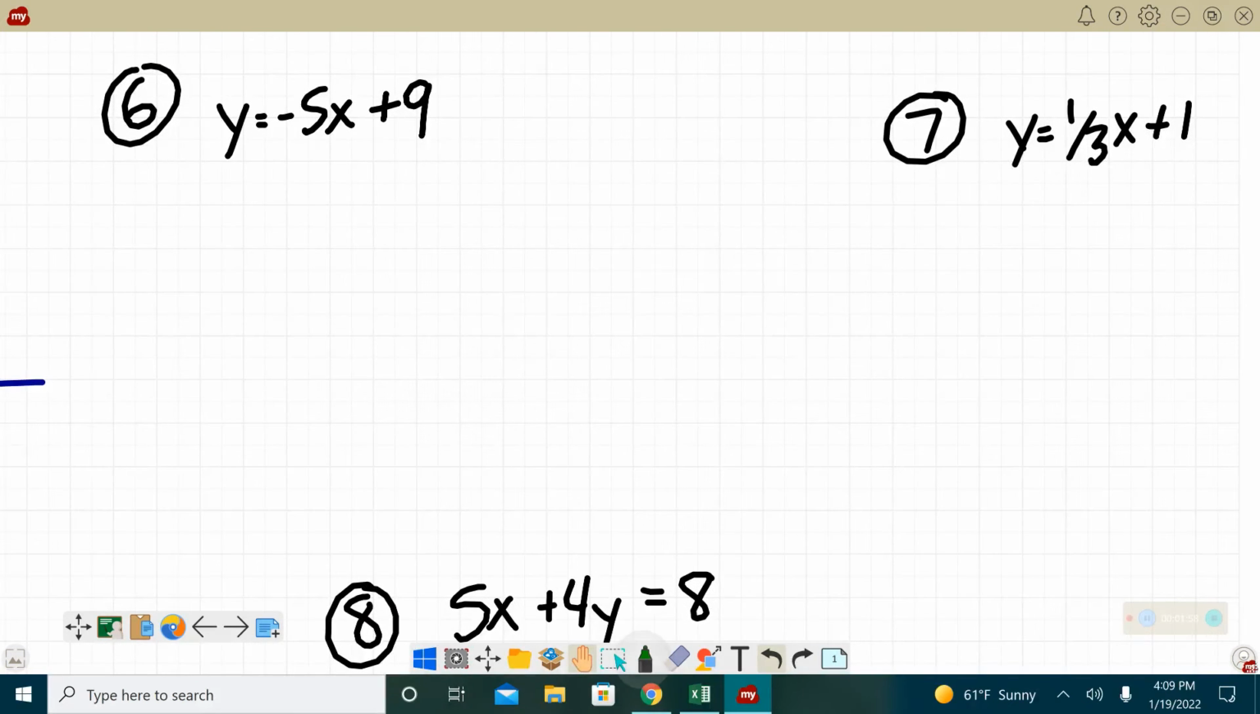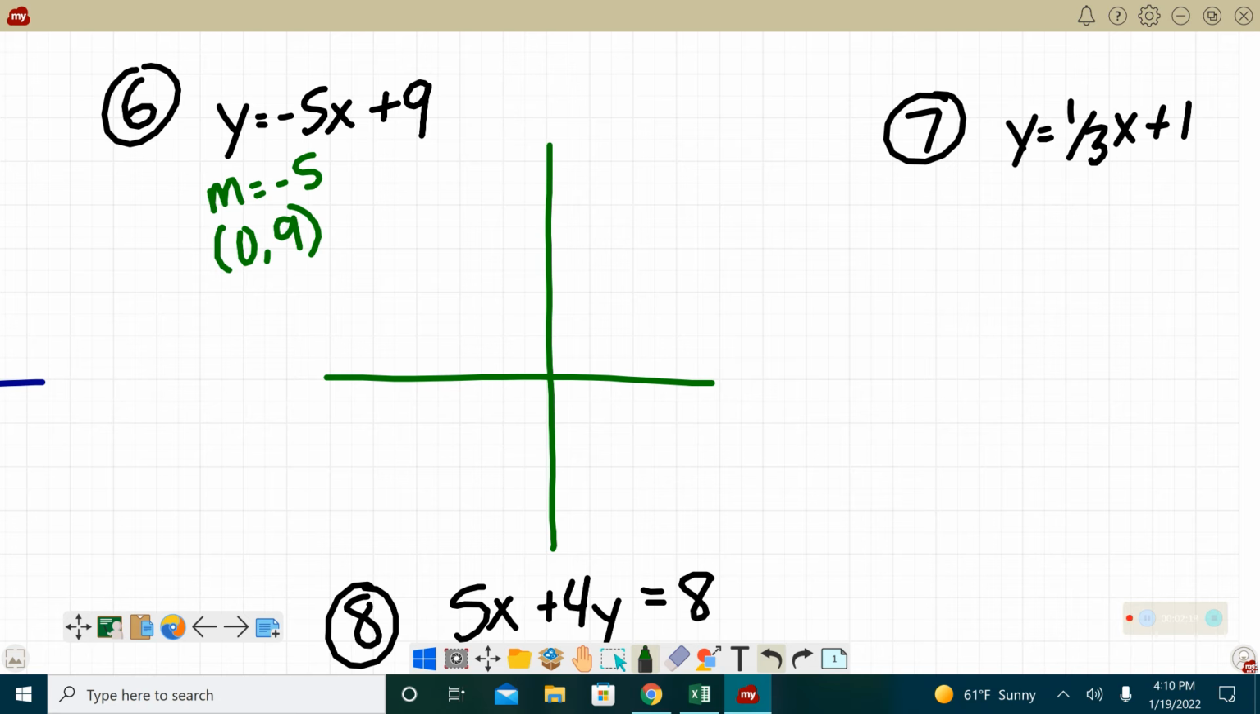Number 6. Number 6 has a slope of negative 5, which means we're going to go down instead, and a y-intercept of 0, 9, because that's the piece that's after the variable.